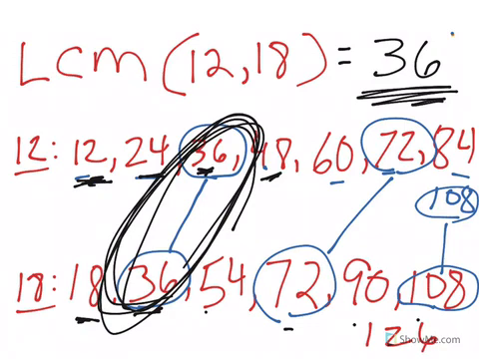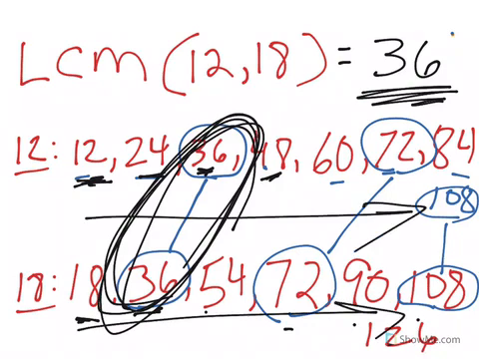Sometimes you might have two numbers and you might do 10 multiples of this number and 10 multiples of this number, and they still don't have anything in common, and you have to keep going until you find that they have something in common. So it works both ways. Sometimes you'll find it quick and easy. Sometimes you'll find it hard to find that number.